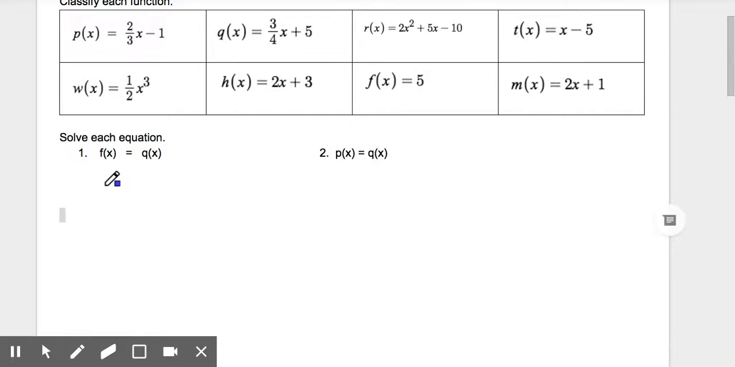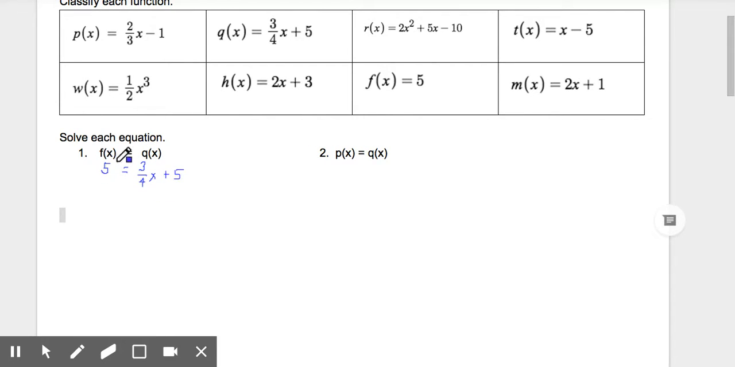So let's solve this equation, f of x equals q of x. So we have to look at our table and find where f of x is. F of x is right here. F of x is equal to 5, so we'll put here 5. Equals q of x is right here, which is 3/4 x plus 5. So we'll put here 3/4 x plus 5.